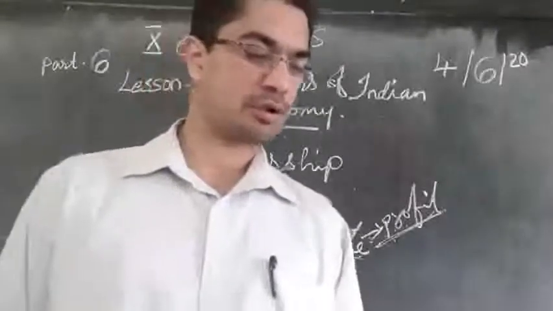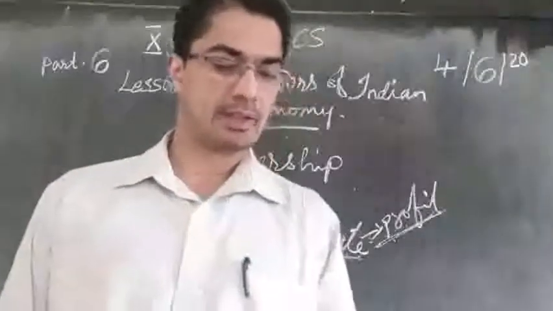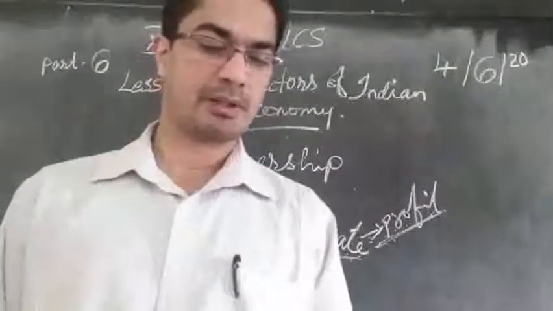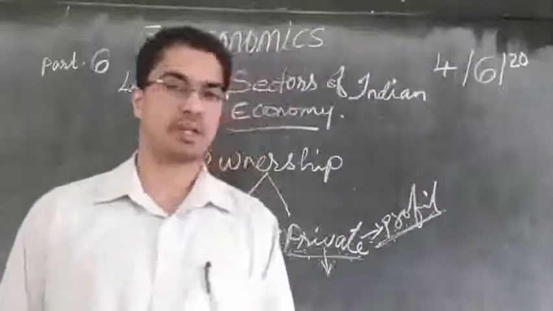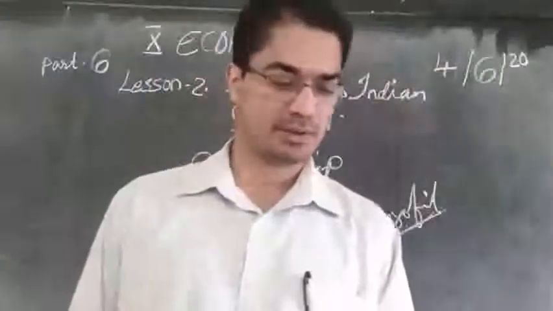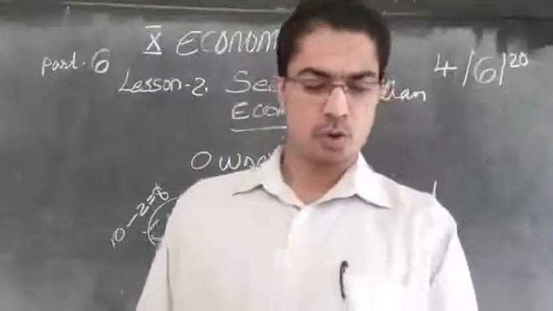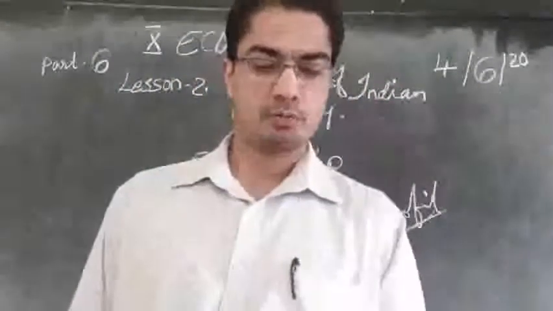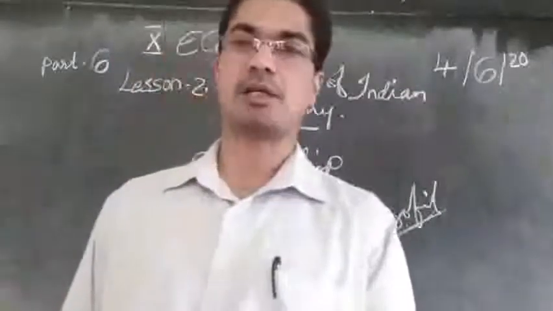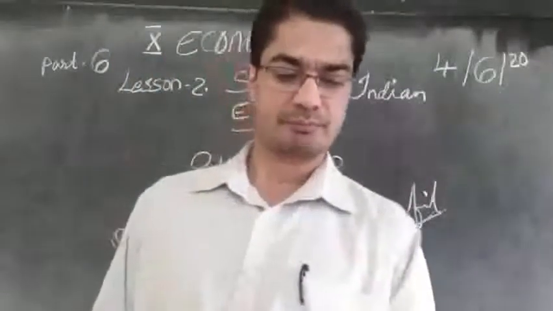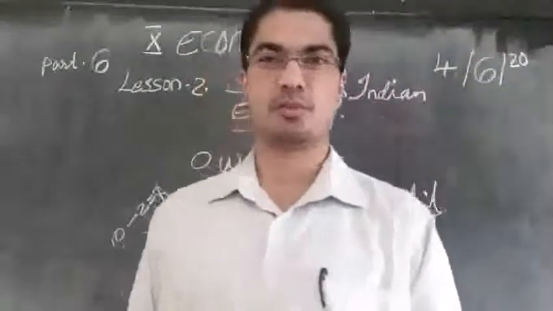Then choose the most appropriate answer. Number A. The sectors are classified into public and private sector on the basis of number 3. Ownership of enterprises. Then question number B. Production of a commodity mostly through the natural process is an activity in dash sector. Which sector? Production through natural process, that is primary sector.